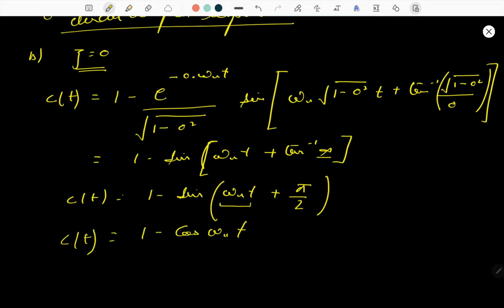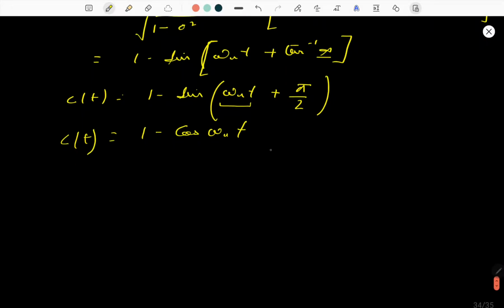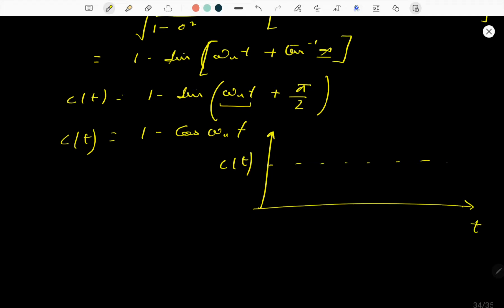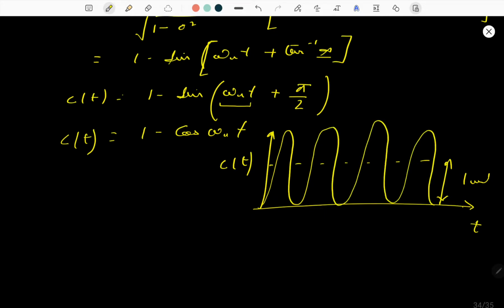So what should be the response? The response of C(t) will be like this. This is the output C(t) with the time variations t. Okay, so this is 1 unit. This is 1 unit. So the response will be like this. All right. These are simply called what? Undamped oscillations.